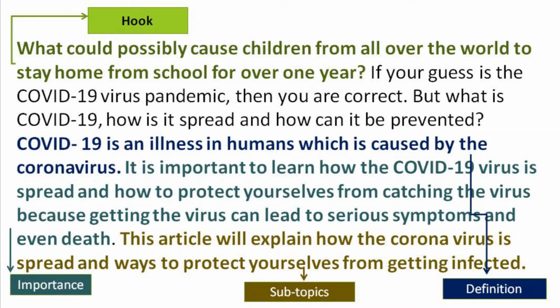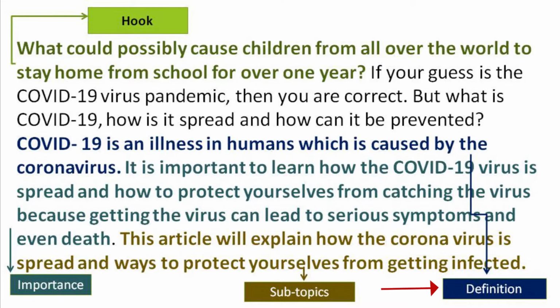Now let us examine this piece closely. The first sentence is basically a question which reads, what could possibly cause children from all over the world to stay home from school for over 1 year? This is what we would call the hook. This is getting our reader interested in what we have to say. Perhaps the reader may start to think of possible reasons why students will stay home from school for over 1 year. They also will want to read on to see what could possibly be the reason for this happening.